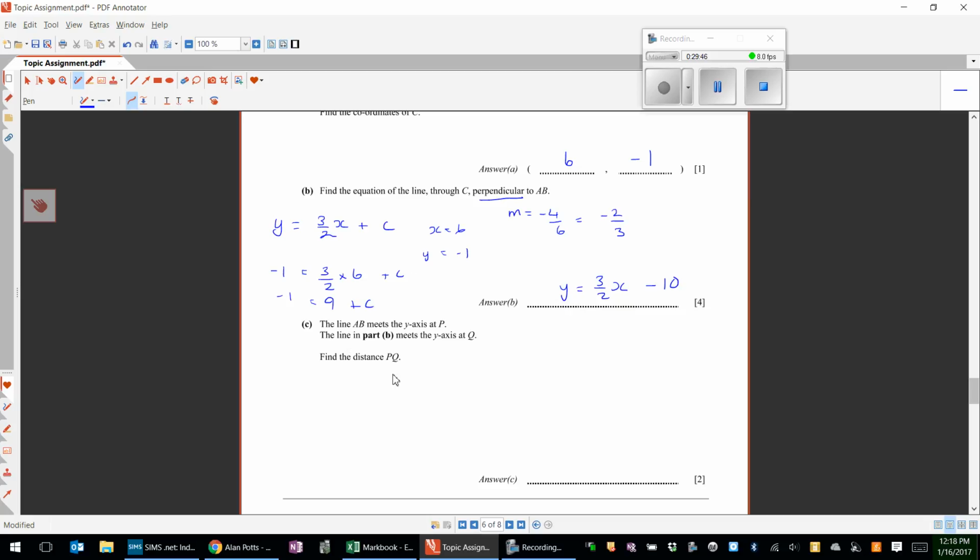By the way, in this question, find the distance PQ is something we'll do next lesson, distance stuff. We do need to fill that gap.